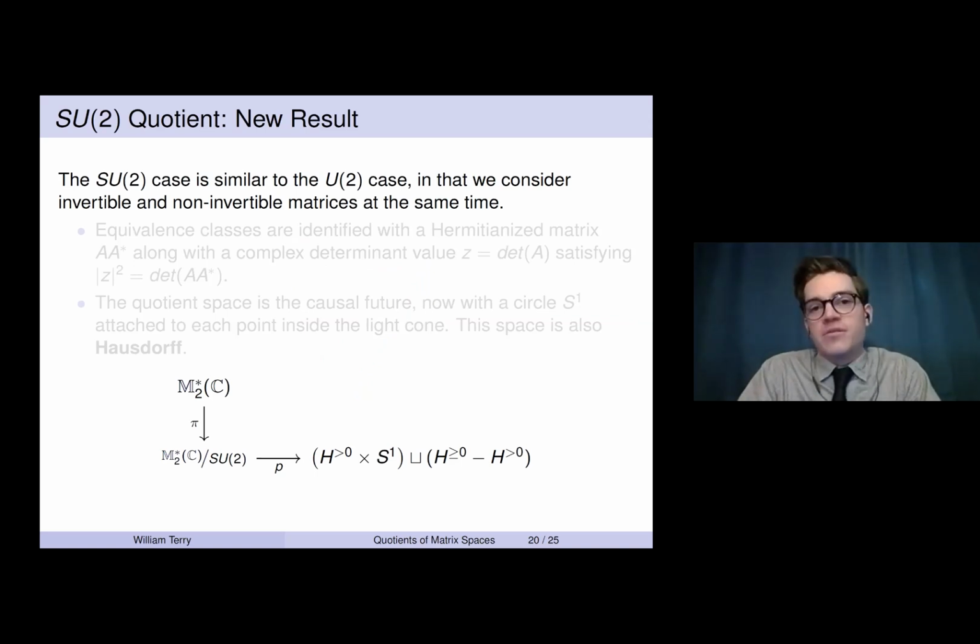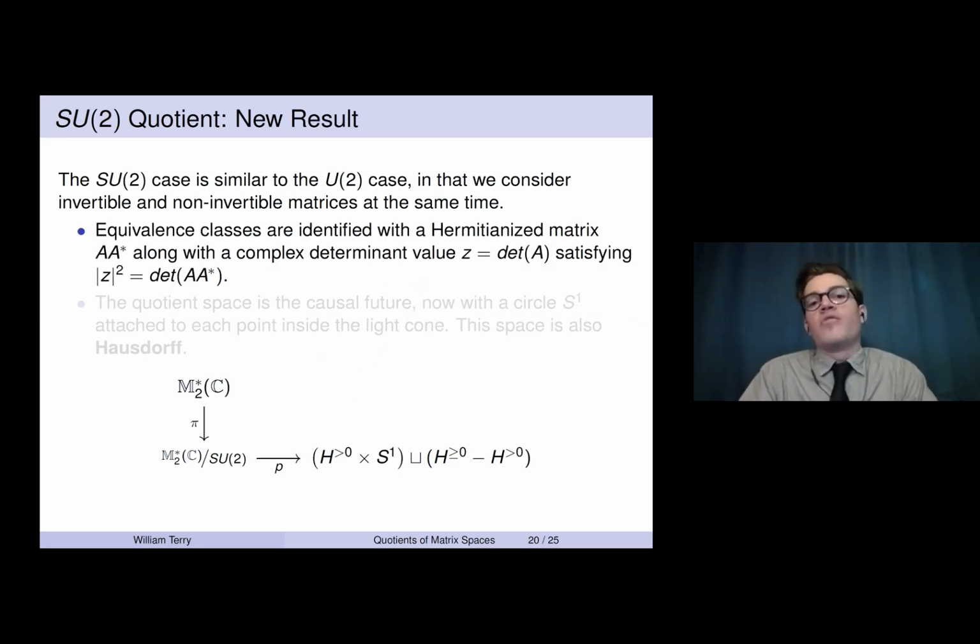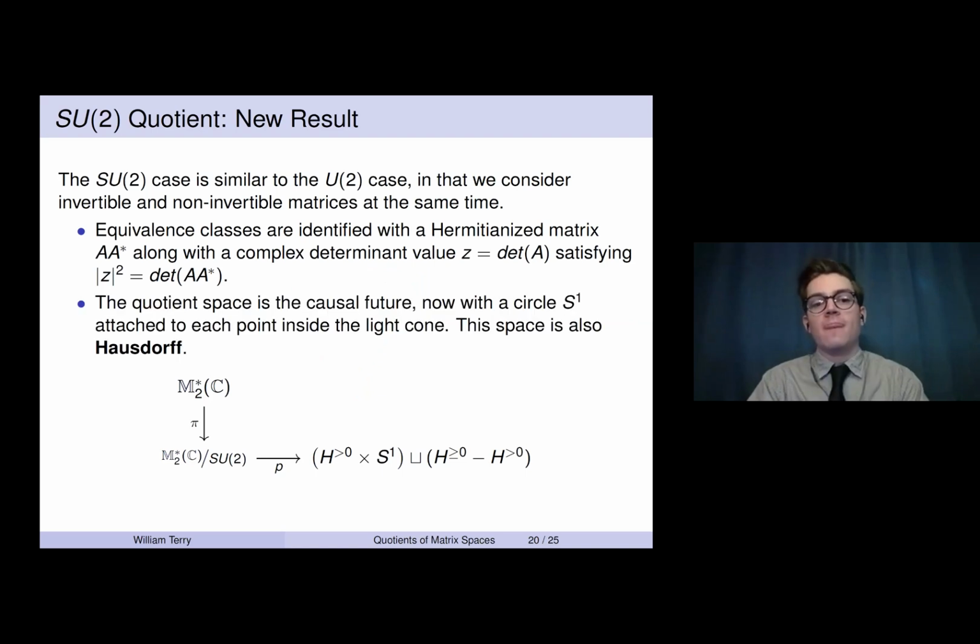The final new original result is the SU2 quotient. Similar to the U2 case, we can actually consider invertible and non-invertible matrices at the same time. Equivalence classes are identified with a Hermitianized matrix AA star, along with the determinant value satisfying this equation. The quotient space is then the causal future, but now with a circle attached to each point inside the light cone, and it's still a Hausdorff space.